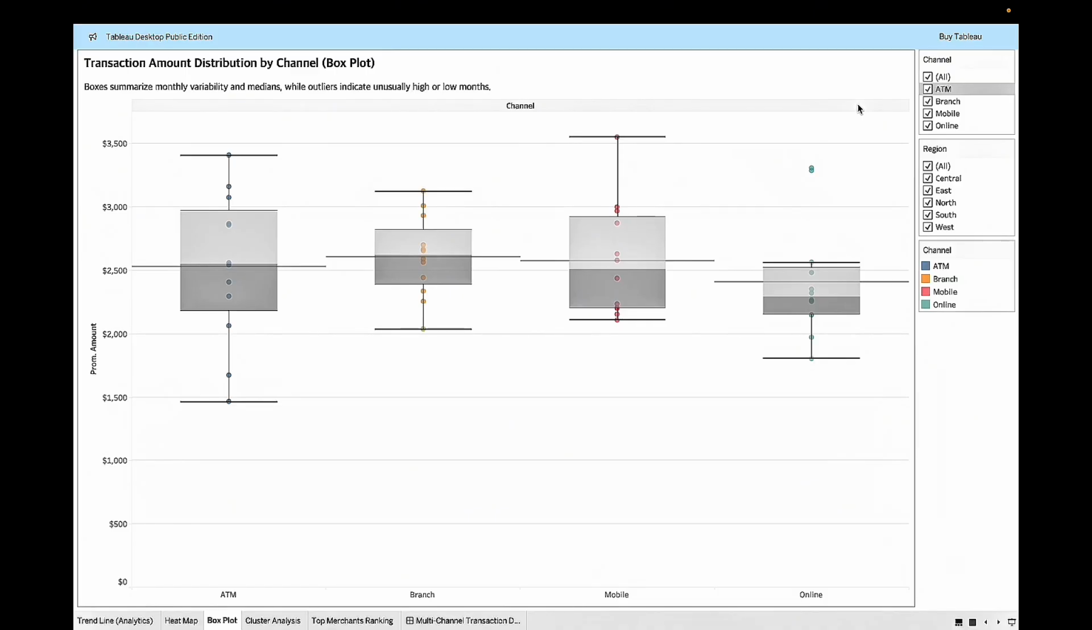Overall, this indicates that not all the channels carry the same level of risk. While branch and online are relatively more stable, ATM and mobile require closer monitoring and stabilization strategies.